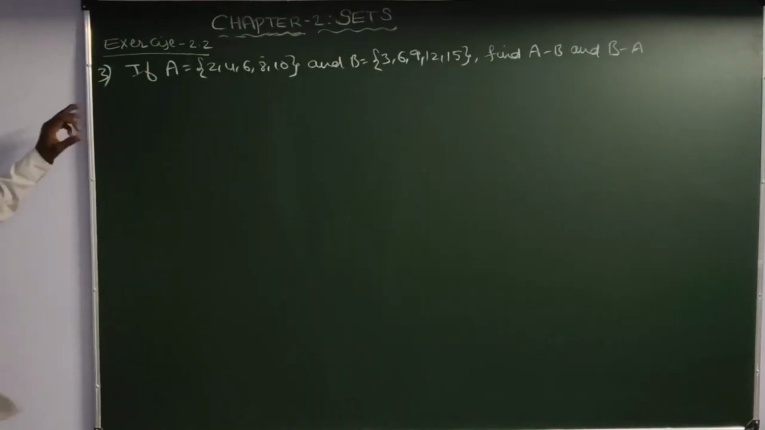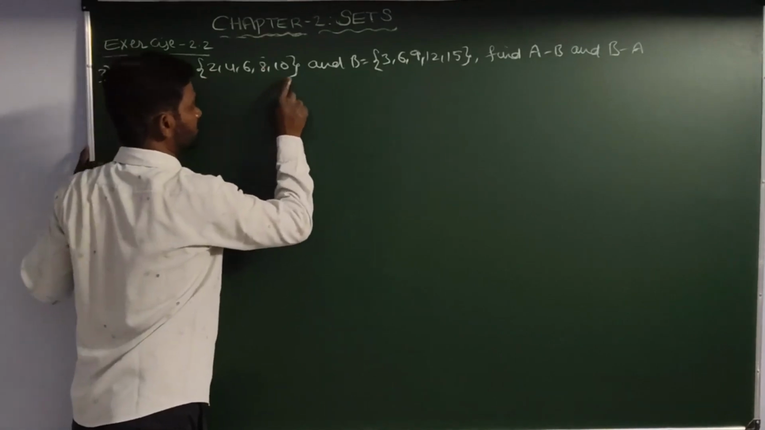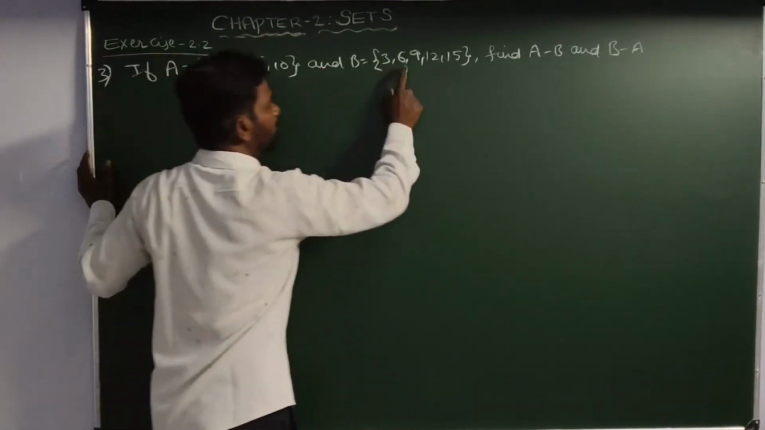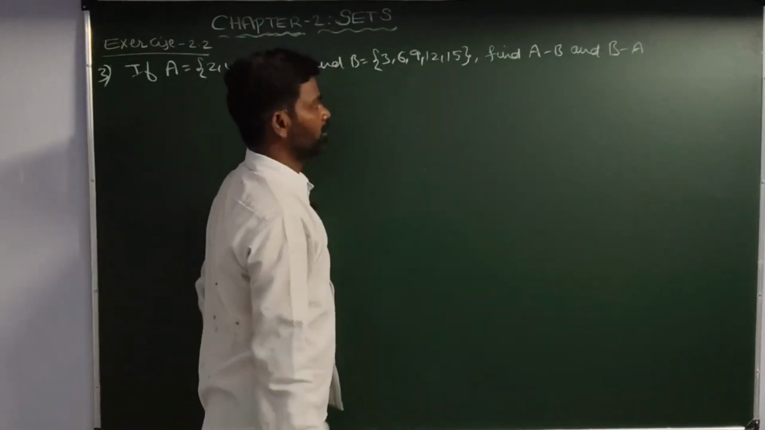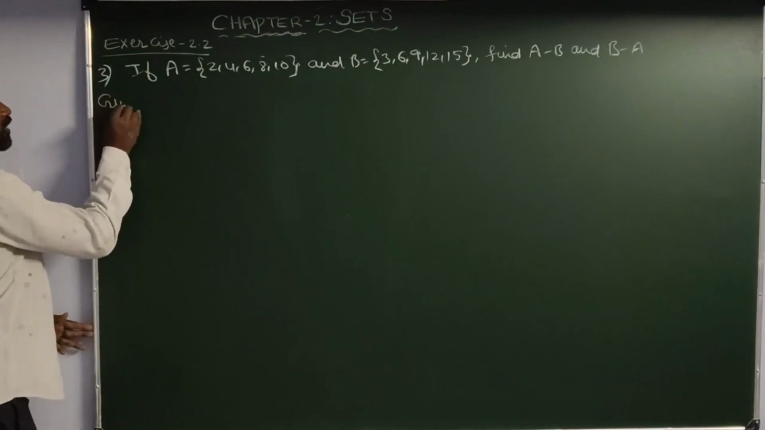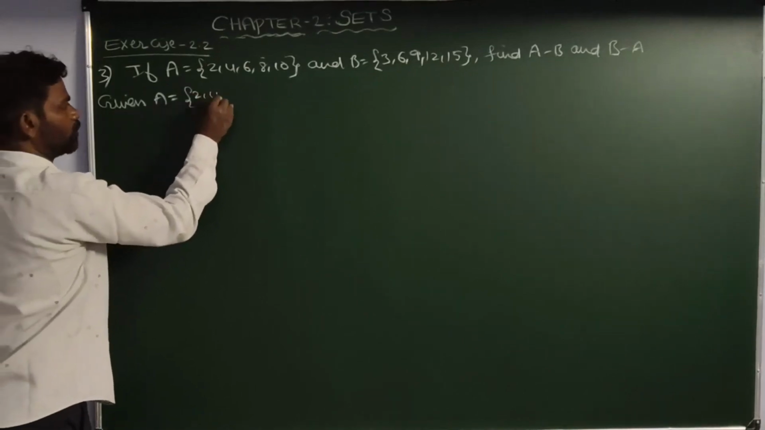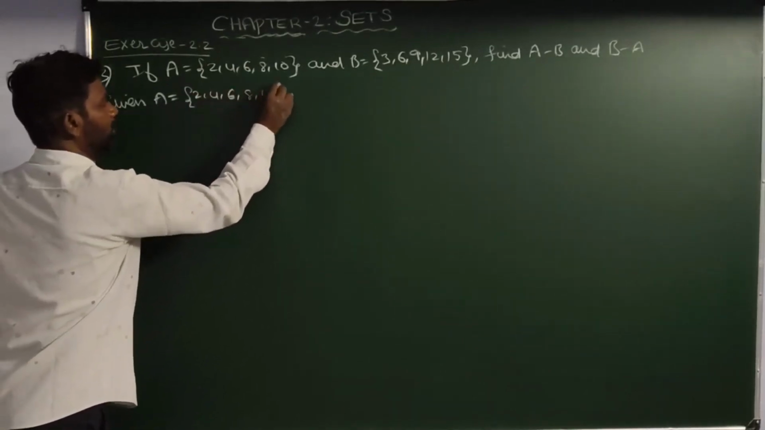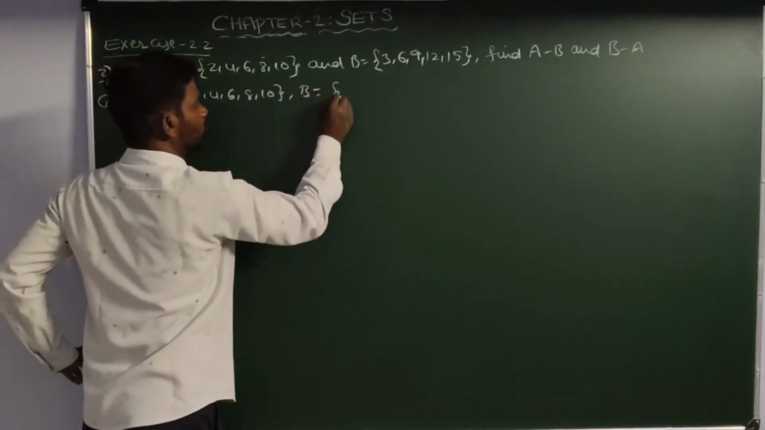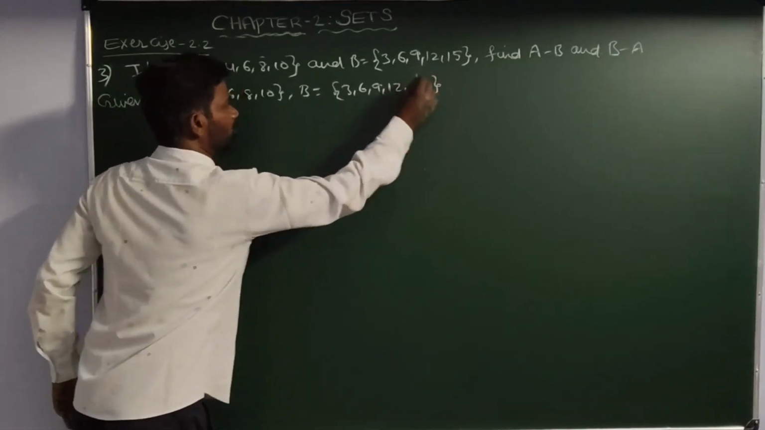Right, next question. Third question. Set A is equal to the elements 2, 4, 6, 8, 10 and set B is equal to elements 3, 6, 9, 12, 15. Find A minus B and B minus A. So first of all we have to write given data. Given set A is equal to {2, 4, 6, 8, 10} and set B is equal to {3, 6, 9, 12, 15}. So what we have to find?